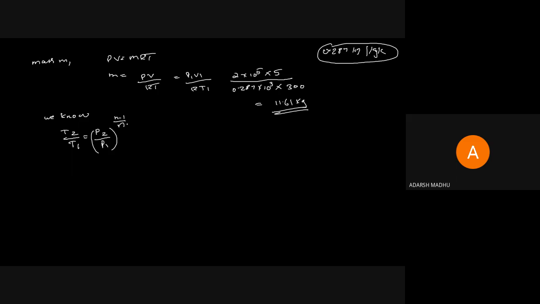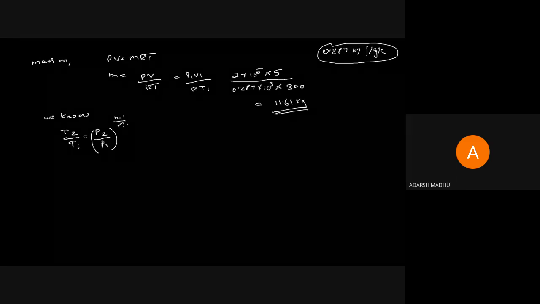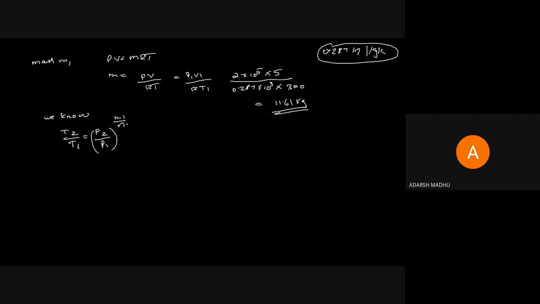For m, please note and make it a box. For the third module, we are using PV equal to MRT to find the value of m. To find the value of T2, T1, P2, P1 or V2, V1, we are using the particular TVP relations.